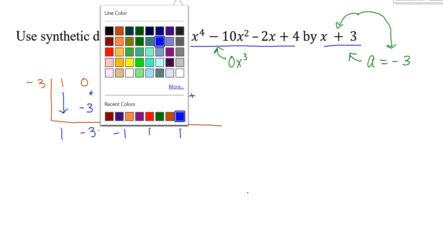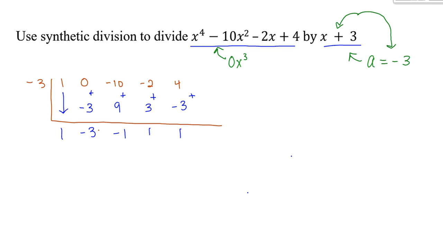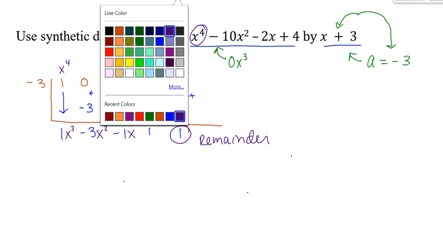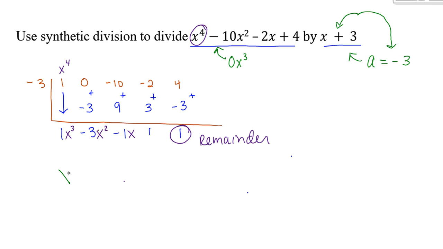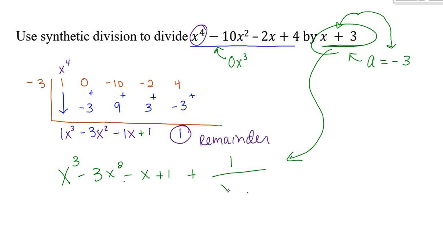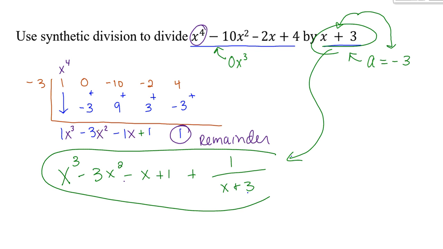Okay, and then we're going to put our variables back in. So we started with x to the fourth, right? Which means our new variables are going to start with x to the third, and then it decreases by 1. And then this guy right here is always your remainder. So final answer is x to the third, we don't have to write the 1 out there, minus 3x squared minus x plus 1 plus 1 over my divisor, which was x plus 3. And that's it.